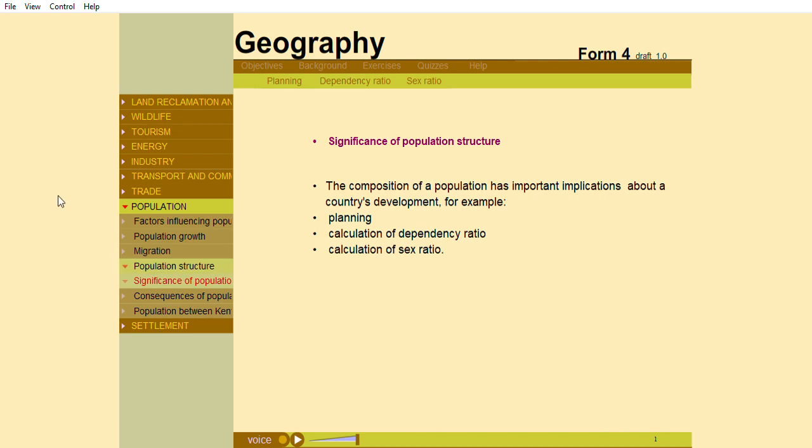Significance of population structure. The composition of a population has important implications about a country's development. For example, planning, calculation of the dependency ratio, and calculation of sex ratio.